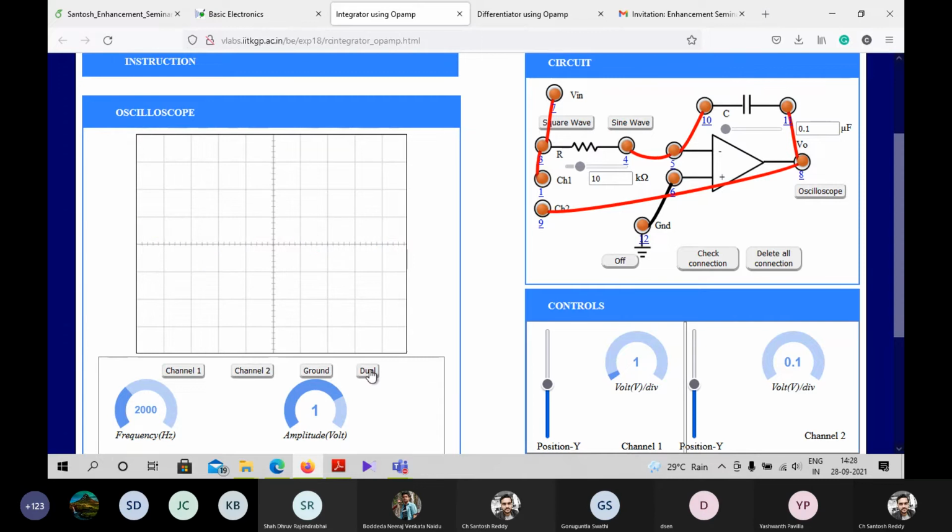So let me set it to dual mode. Let me fix my volts per division so you can see a proper output. Here you can see that with respect to the square wave, we are getting a triangular wave because it's the integrator circuit. That's what an integrator does. So let's change our square wave to a sine wave.